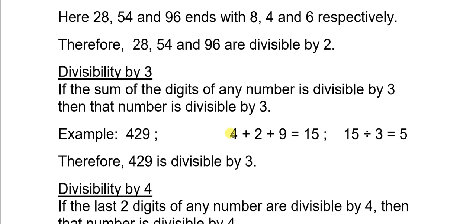So when you divide 15 by 3, you will get 5. Means it is divisible. Remainder is coming 0. So therefore 429 is divisible by 3. The sum of the digits should be divisible by 3 in the divisibility by 3 rule. Okay. Some more examples we can take.